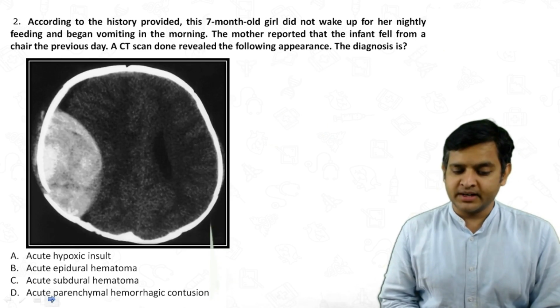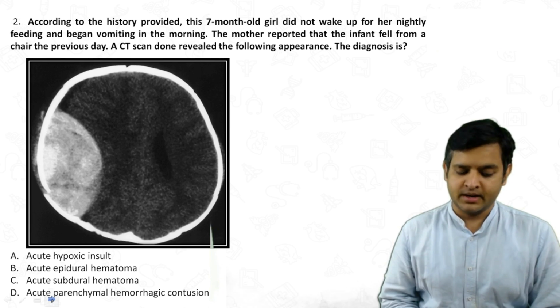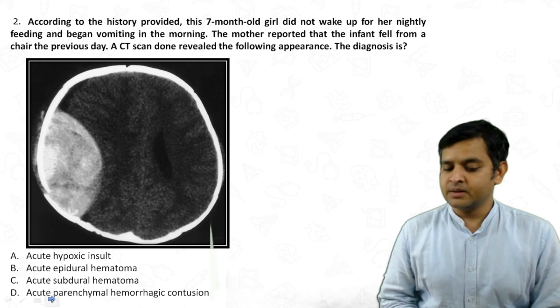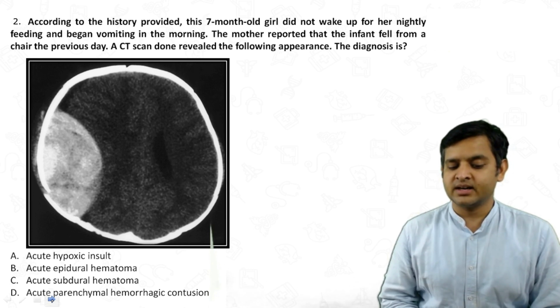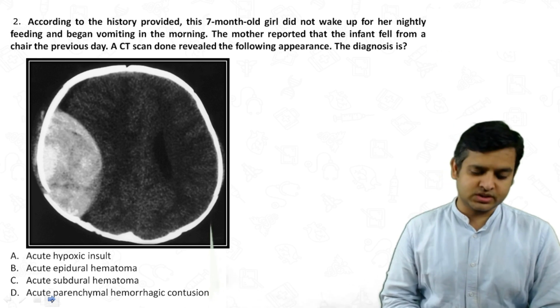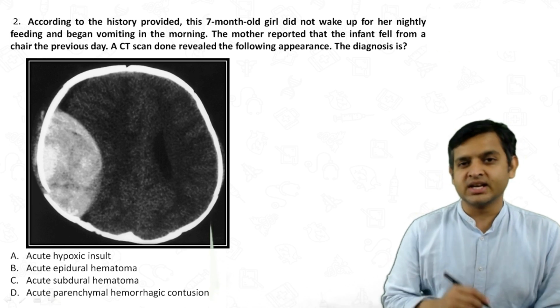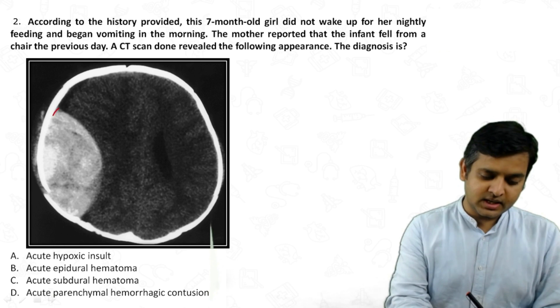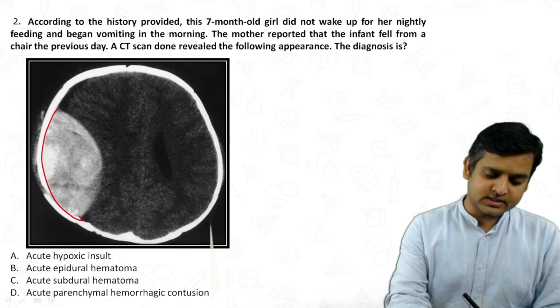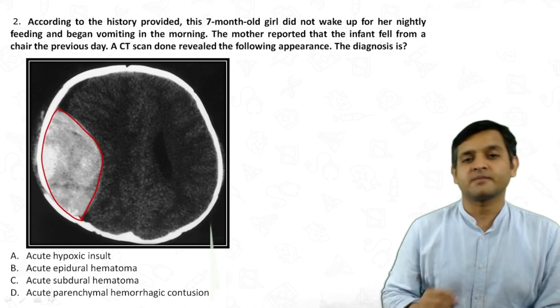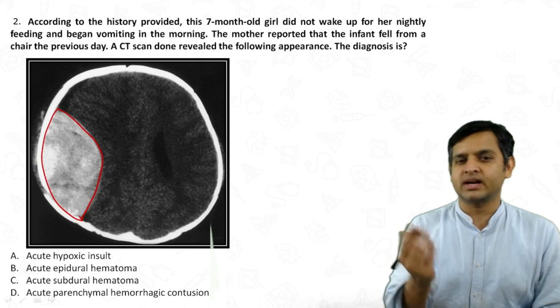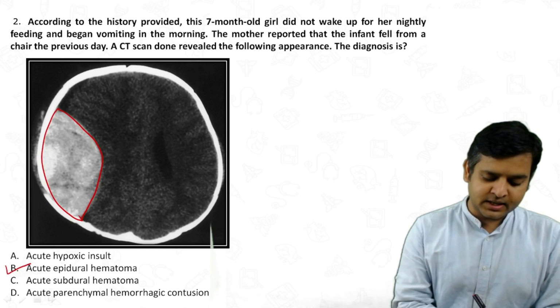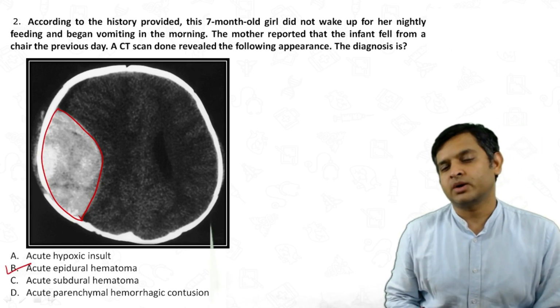According to the history provided, this 7-month-old girl did not wake up for her nightly feeding and began vomiting in the morning. The mother reported that the infant fell from a chair the previous day. The CT scan done revealed the following appearance. What is the diagnosis? So what you are seeing is a CT scan of the brain. You are seeing a biconvex hyperdense collection. And we all know that's a biconvex hyperdense collection. You have only one answer in a trauma, and that is acute epidural hematoma.